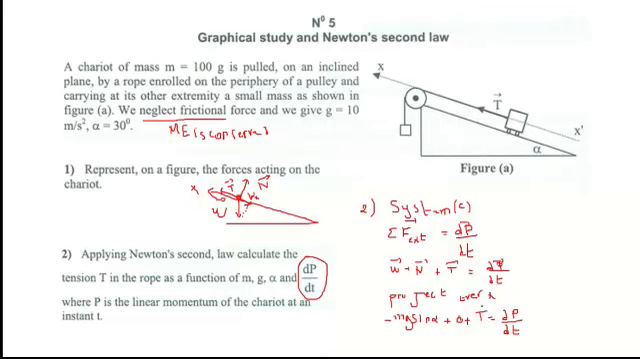The question was to find T, so this means that T is equal to dp over dt plus mg sine alpha. This is how we answer the question. Now we keep this result, because maybe you will use it in the other parts. So we continue.